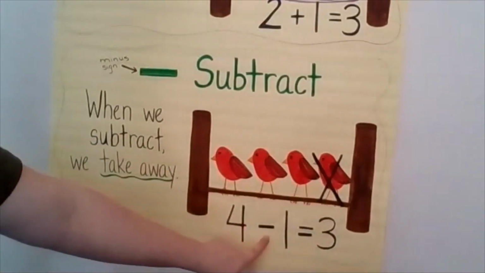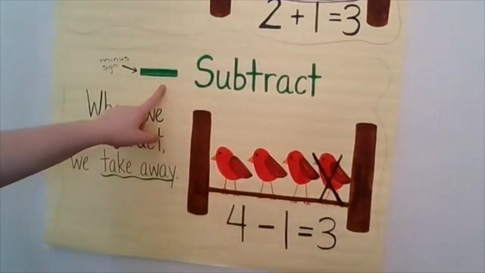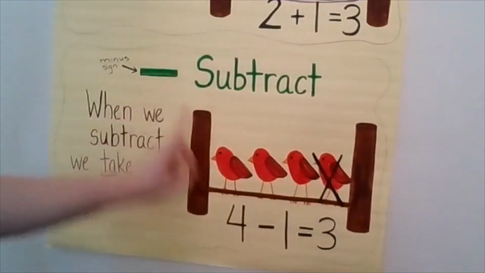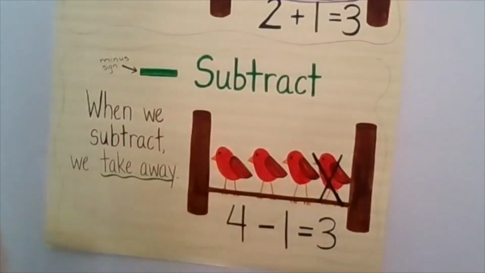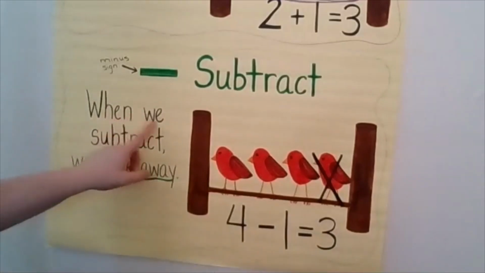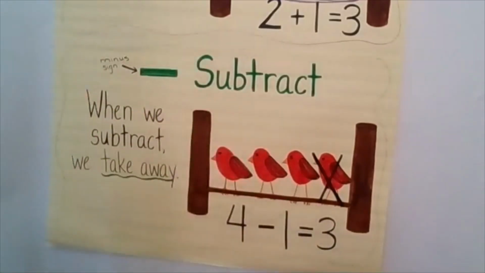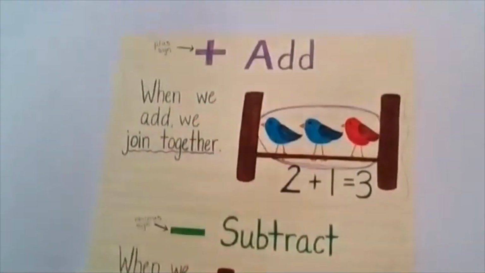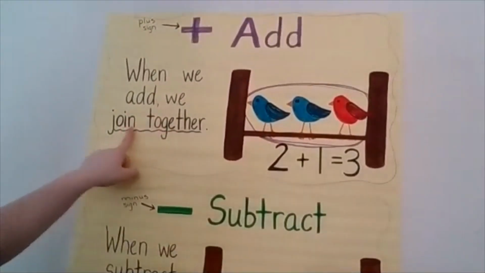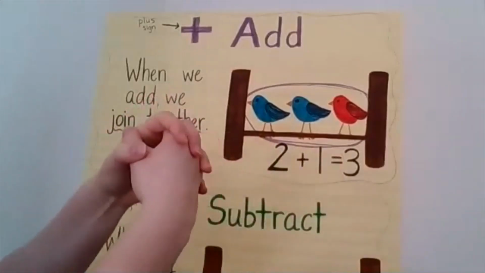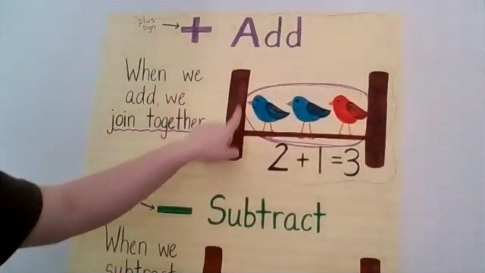And when we take away or when we subtract, we use what's called the minus sign. Okay, that's what this is called, a minus sign. So when we subtract, we take it away. And when we add, we join together. We join together. We put them all together.